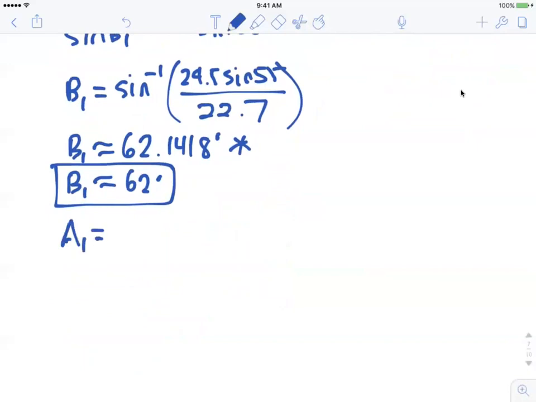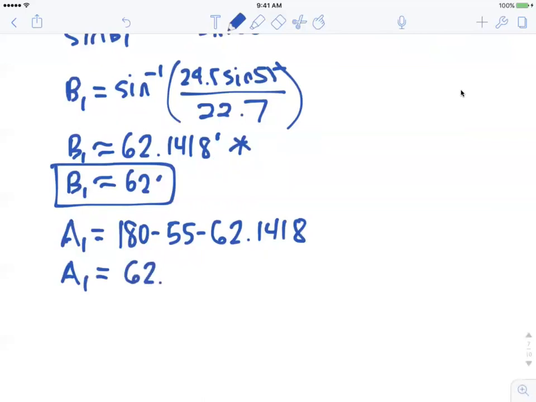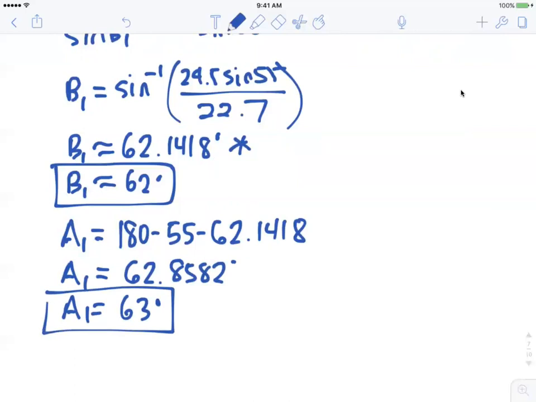Okay, next we're going to get A sub 1, which is that third angle in the triangle. So I'm going to use the 180 rule. I subtract the 55 and I subtract that 62.1418. And all of that calculates out to 62.8582. And then I round that for my final answer, which is 63 degrees.